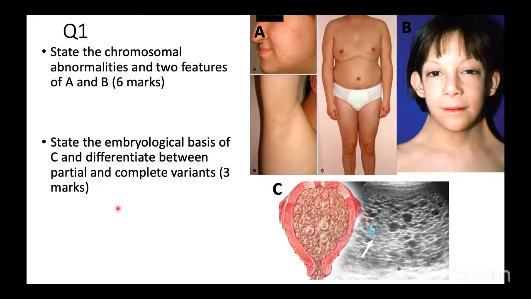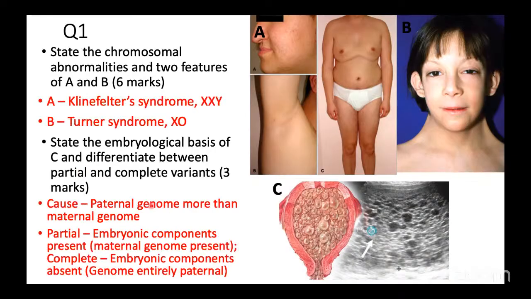So part B of the question, the embryological basis of C. This one is a molar pregnancy. That one's pretty straightforward. You can see this is a schematic diagram, and then this is what you'd have on ultrasound. In partial variants, you have embryonic components present. In that case, you have the maternal genome or some component of it present. Whereas in the complete variant, the entire conceptus is entirely paternal in genome.